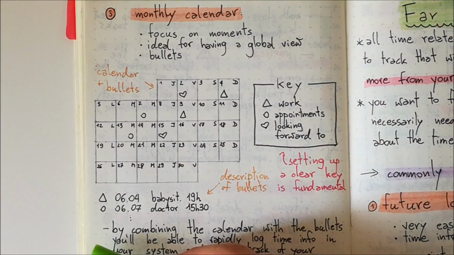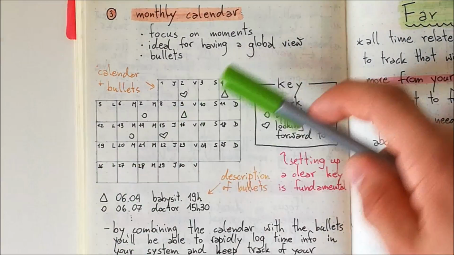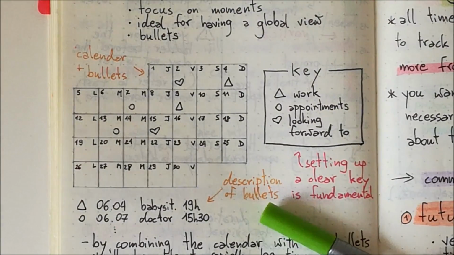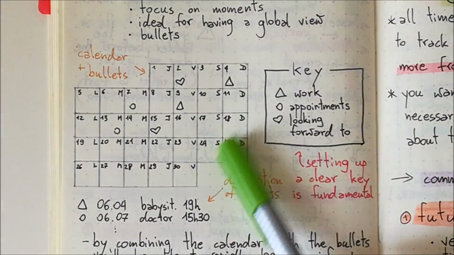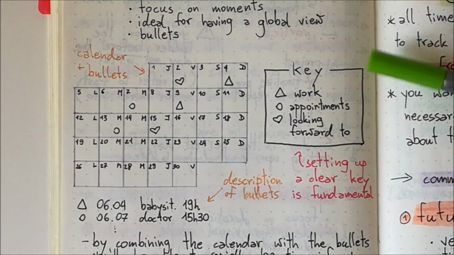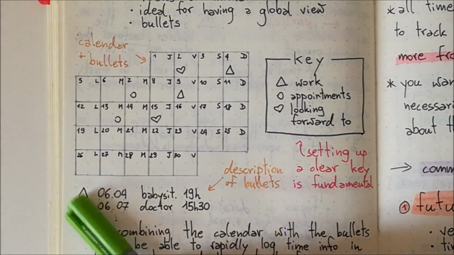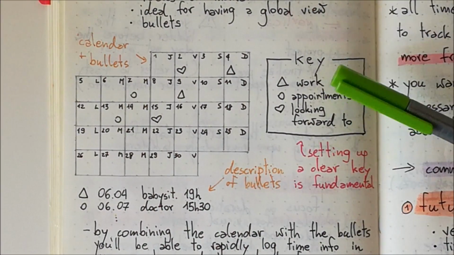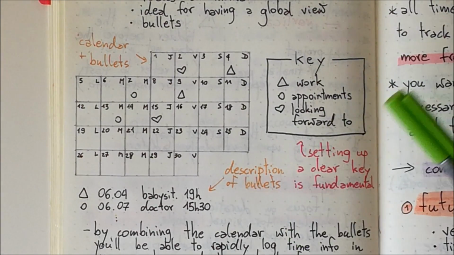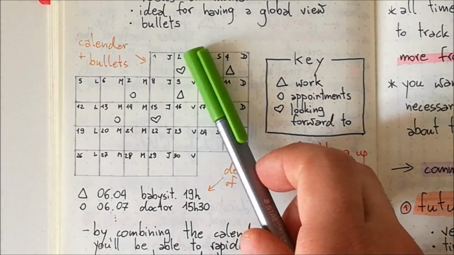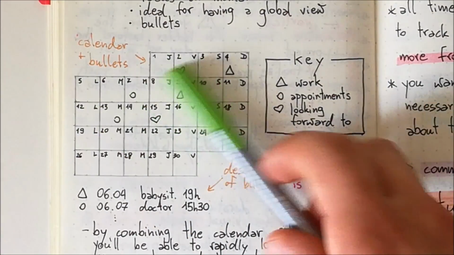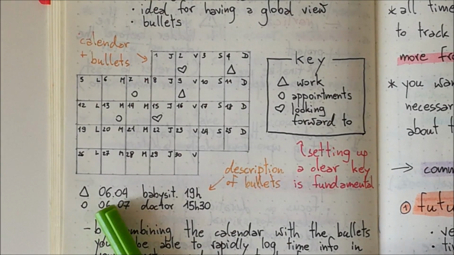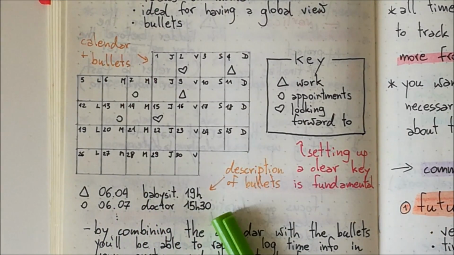Now, while the other 2 sections work really well for color coding, to me the monthly calendar works really well with bullets. If you zoom a bit, as you can see here, I have the calendar view with the bullets. Here I have the key for the bullets, and here I add the description of what each bullet refers to. This way you don't need colors. If you don't feel like bringing colors with you, you can just add the bullet in the corresponding case for each day, and down here you add the type of information, the date, and all of the other information that you need.